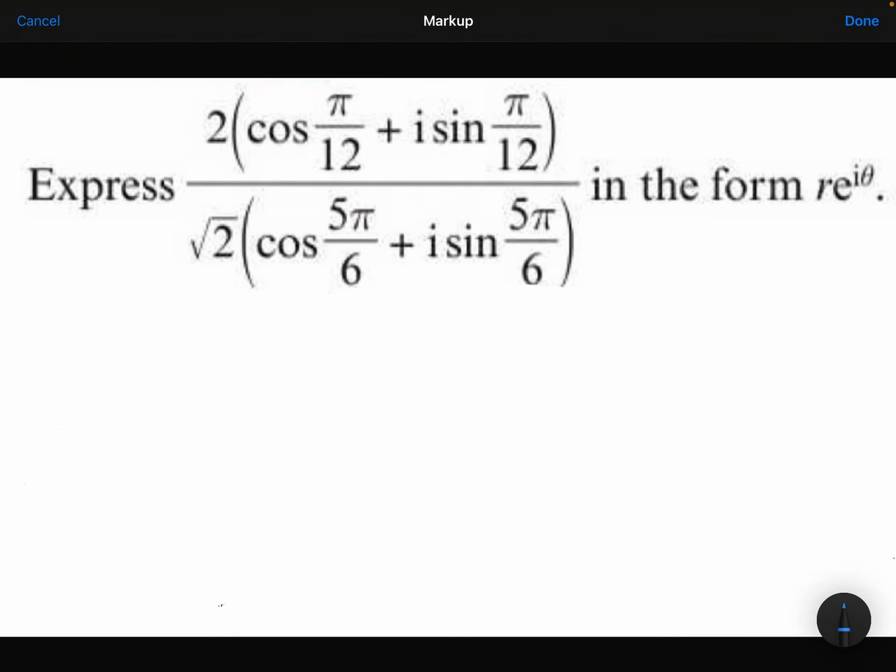Next, I want to express 2 lots of (cos pi over 12 plus i sin pi over 12) divided by root 2 (cos 5 pi over 6 plus i sin 5 pi over 6). And I want to write that in exponential form. So first thing I'm going to do, I can rewrite the numerator as being 2e to the i pi over 12, and the denominator as being root 2 e to the i 5 pi over 6. So that's just me rewriting both of those in exponential form.